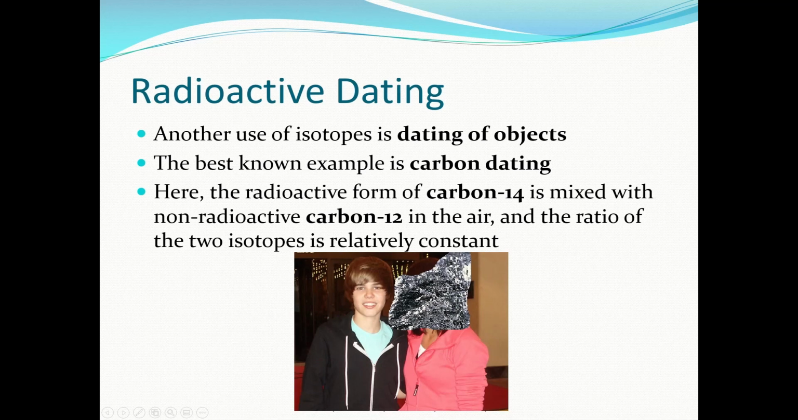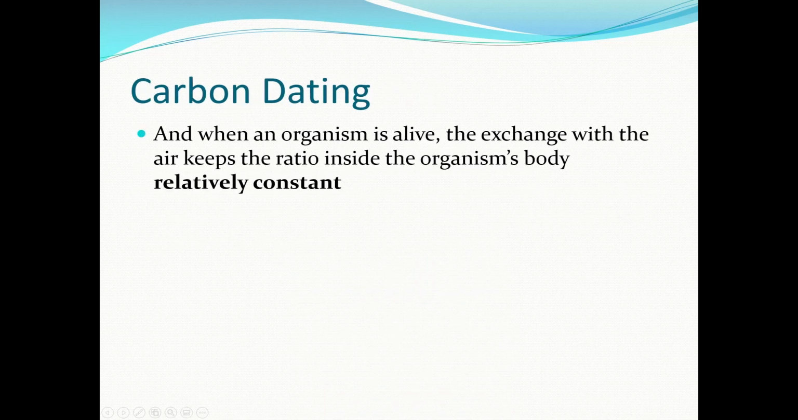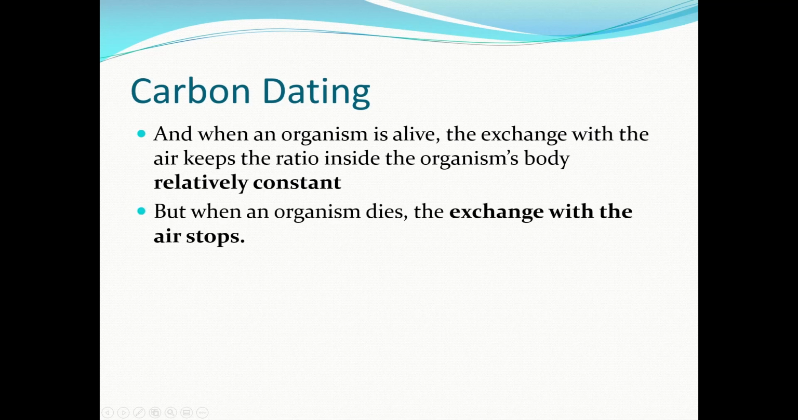So with carbon dating, the radioactive form of carbon-14 is mixed with the non-radioactive carbon-12 in the air, and the ratio of the two isotopes is relatively constant, right? So there's always more 12 than 14. So when an organism is alive, you're constantly exchanging carbon, right? So you breathe out CO2, you take in carbon with hydrocarbons that you eat, carbohydrates, and you're always exchanging it so that stays constant. But when you die, you no longer breathe out CO2. So whatever carbon is in your body when you die stays the same.